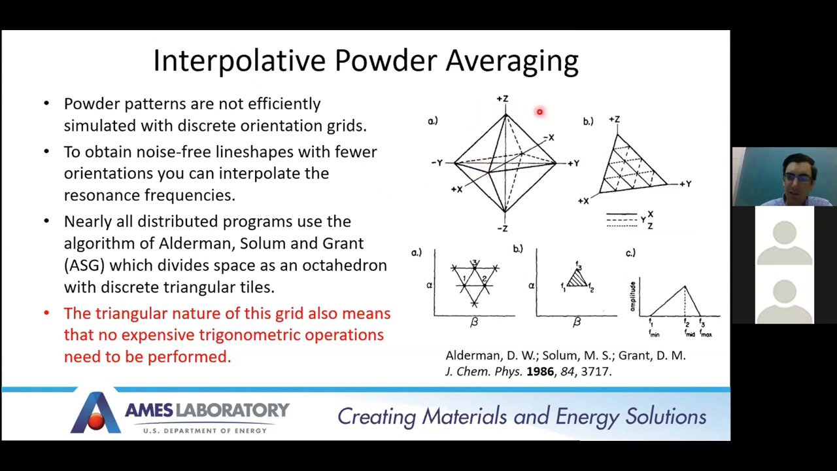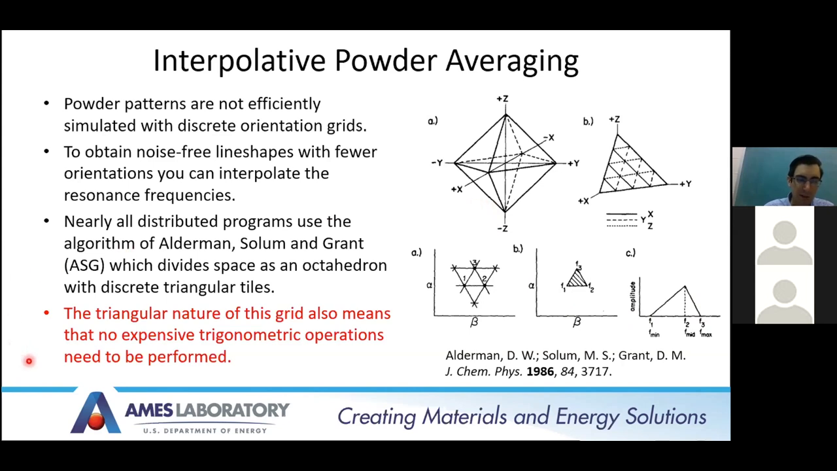So rather than dividing up space in a sphere, you divide up space in the shape of an octahedron. Each face of the octahedron you divide up into these little triangles. And when you calculate the spectrum, you calculate the NMR frequency at each of the vertices of these triangles, and then plot it out on the spectrum as a smooth line going between these three points as a triangle. So instead of adding infinitely sharp lines to one another in the spectrum, you add these triangles that have intensity ranging from both ends of where the frequencies occur. And so this means that you can calculate a smooth powder pattern with far fewer orientations than you would if you were adding discrete, infinitely sharp peaks.